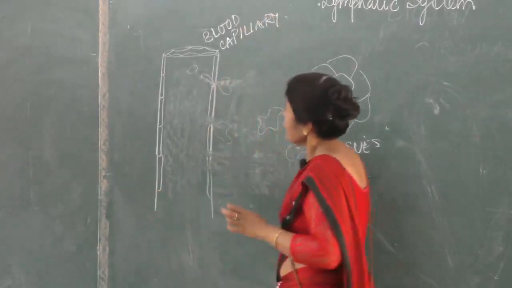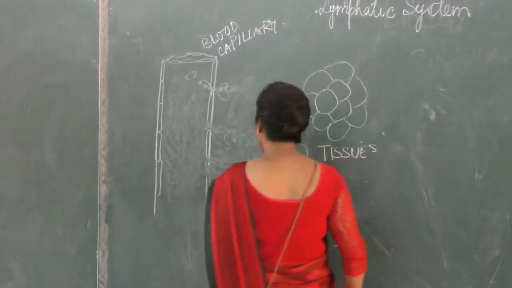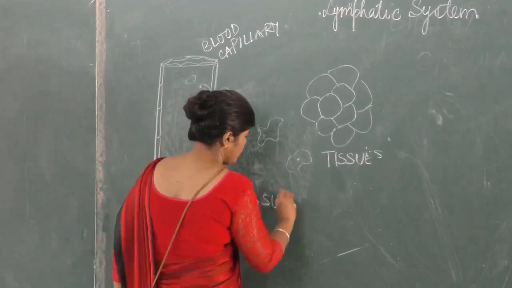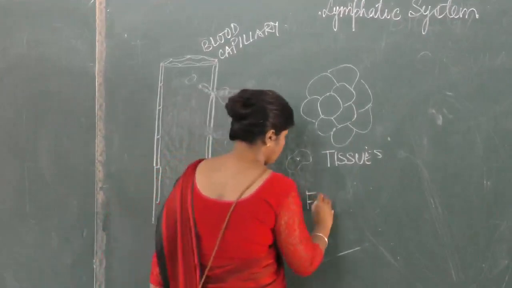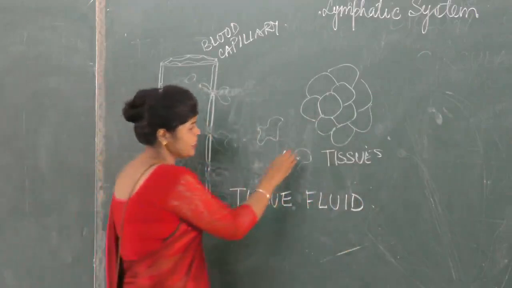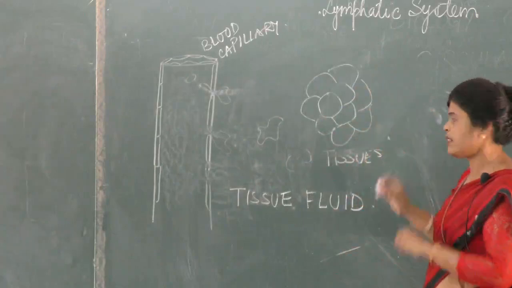Fine, okay. So here, once it is out of the blood capillary, we call this fluid tissue fluid. Actually, I have told you in class 9 also. We call this fluid tissue fluid. So tissue fluid keeps the tissue wet, it bathes the tissue, is it all right?